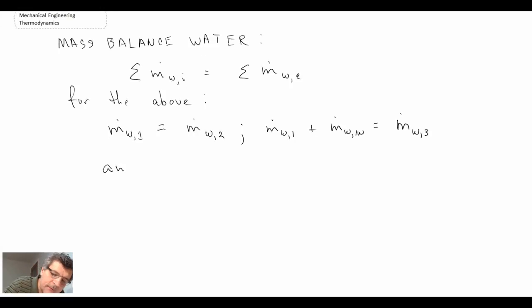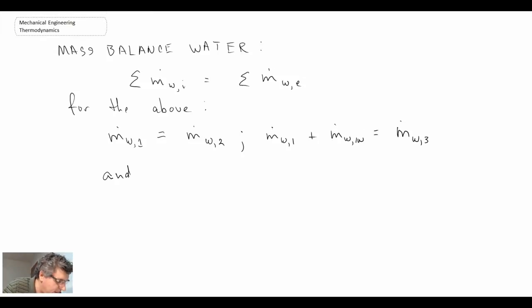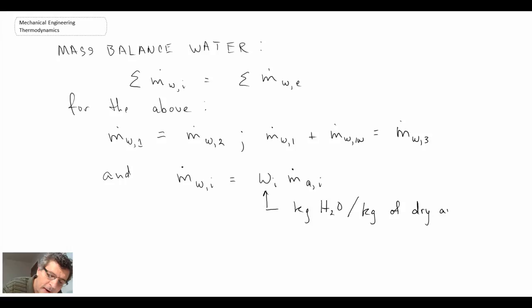The other thing we can write is that mass water at i, which is just any generic location, can be expressed in terms of the specific humidity omega, multiplied by the mass flow rate of air. If you recall, specific humidity is expressed as kilograms of water vapor per kilogram of dry air. By multiplying these two, the specific humidity with the mass flow rate of air, we get the mass flow rate of water at that point in our airstream. So those are two of our conservation equations: the mass balance of water and the mass balance of air. The last conservation equation is the first law of thermodynamics.